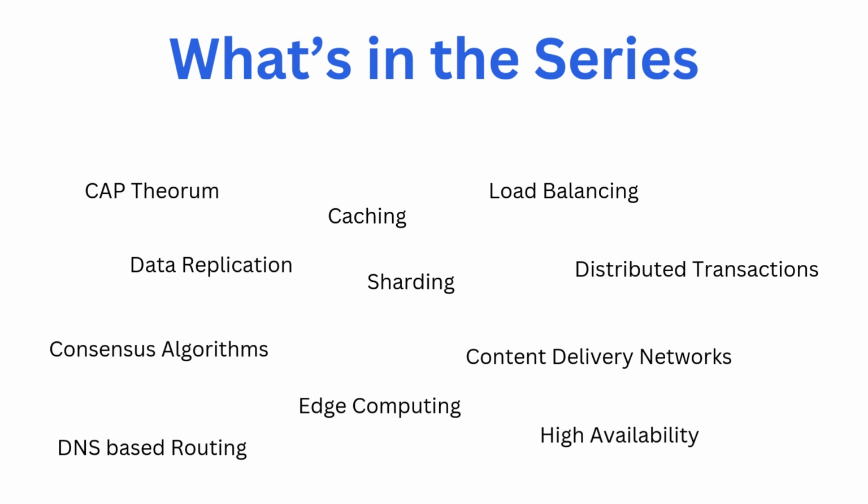In this series, we'll explore a wide range of topics. We'll start with the CAP theorem, which explains why distributed systems can't achieve everything perfectly. We will dive into data replication, sharding, and consensus algorithms. We'll also look at caching, load balancing, and distributed transactions. Beyond these core ideas, we'll explore advanced topics like CDNs, edge computing, high availability, and DNS-based routing, which bring distributed systems closer to users and improve their resilience.